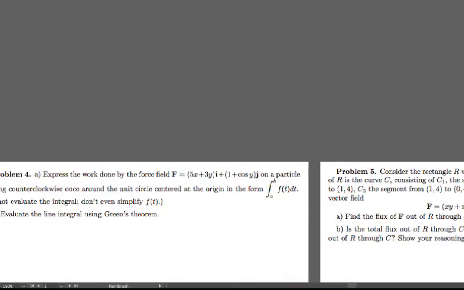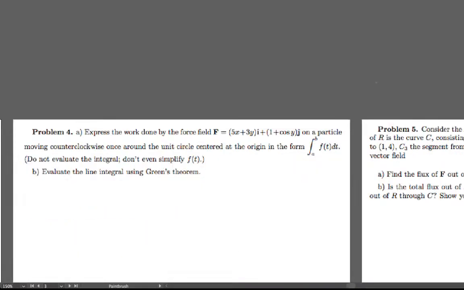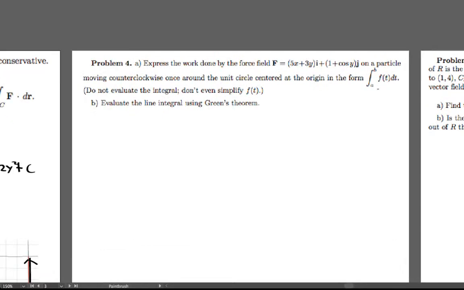Now let's go into problem 4. Express the work done by the force field F equals 5x plus 3y on a particle moving counterclockwise once around the unit circle centered at the origin in the form.